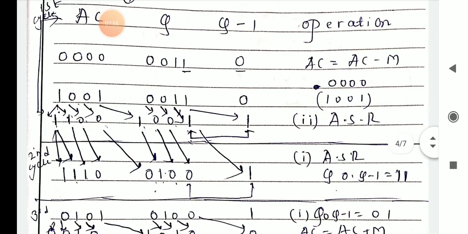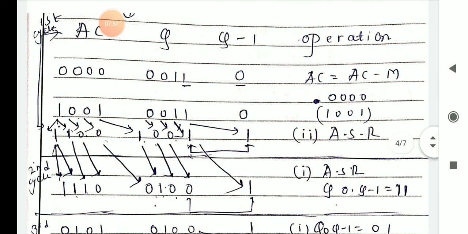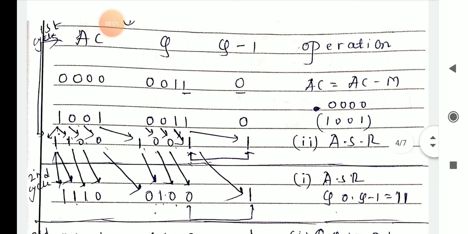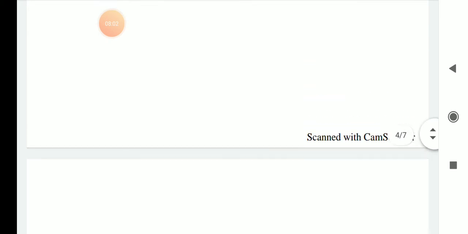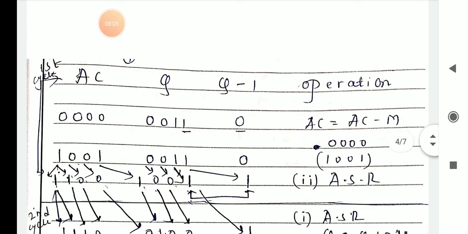You know how to do the subtraction. AC is equal to AC minus m. So write the AC 0 0 0. Write the minus m. What is the minus m? Already you have performed the 2's complement, that is 1 0 0 1. So once you perform this, you will get 1 0 0 1. Then write q as it is, 0 0 1 1, and then write q minus 1 as it is, 0.